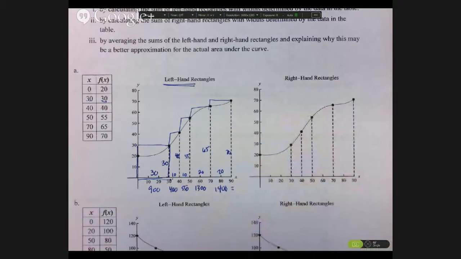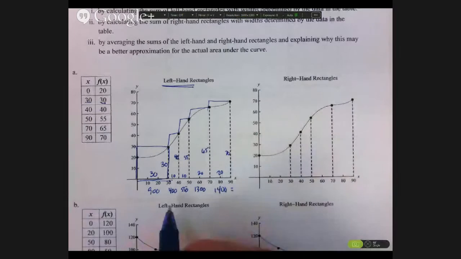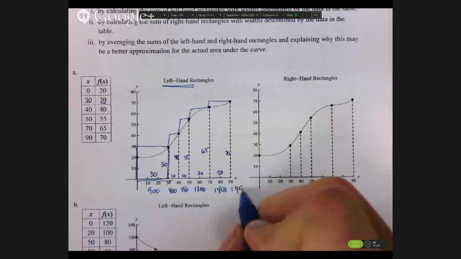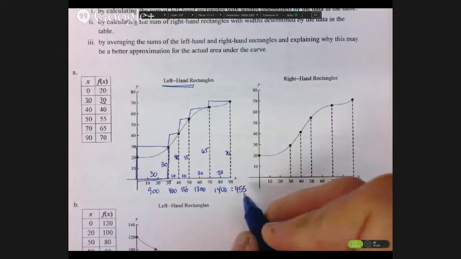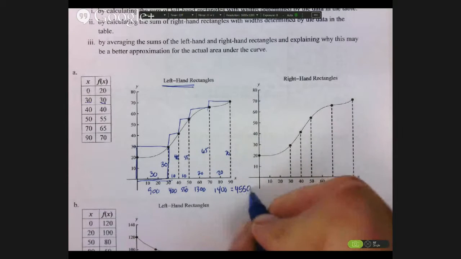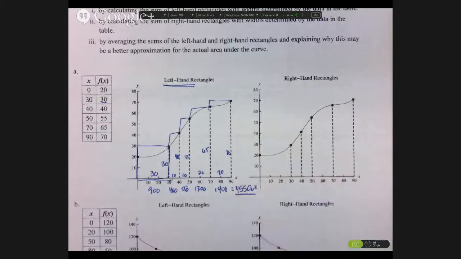So on that first set, are we going to get a high or a low estimate? Yeah, it's a high estimate. Okay. Yeah, then add them all together.